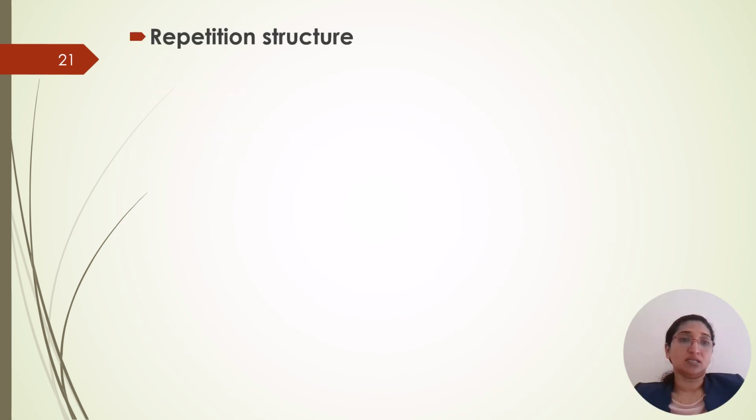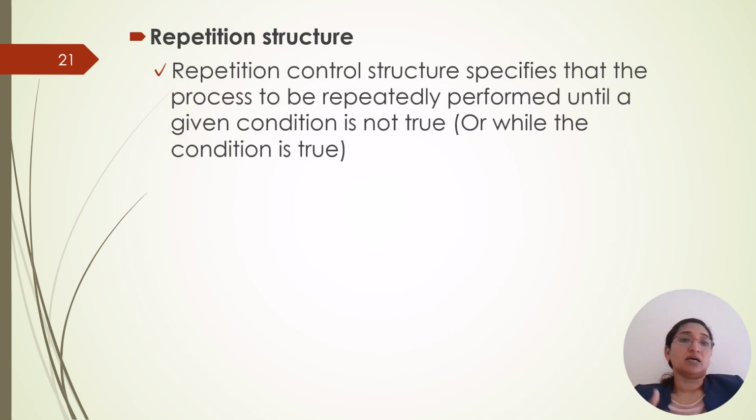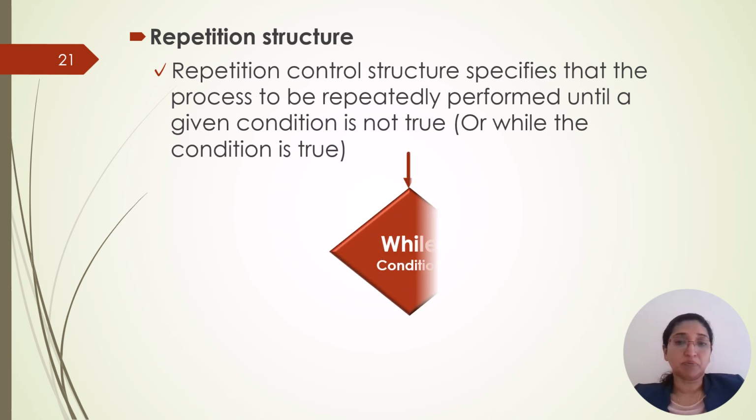Repetition structure. Within the program, the repetition control structure specifies that the process is to be repeatedly performed until a given condition is not true, or while the given condition is true. Say you need to input marks of 50 students in a class. Until the student count comes up to 50, you need to keep on entering the student marks repeatedly. Same thing again and again.